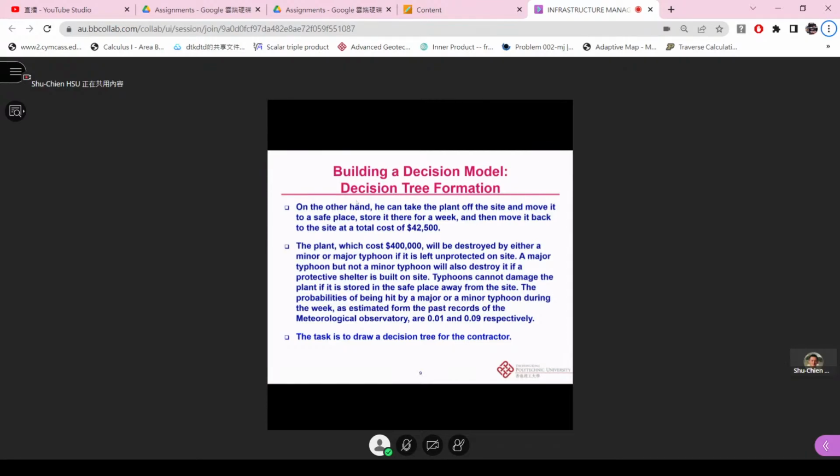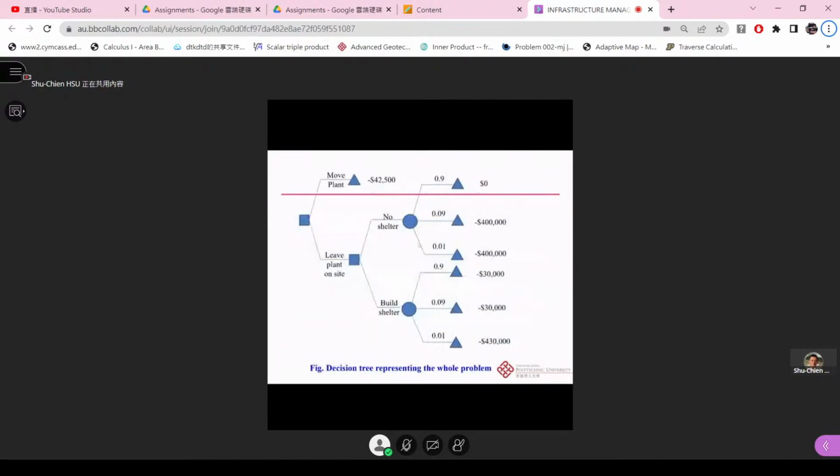So now our task is that we want to draw this kind of decision tree for the contractor, so that we can really help the contractor to make a better decision. So how can we do that? Here I already provided this kind of solution to you. The first one, like I said, we will have two levels of decision nodes. The first one is to move the plant or leave the plant on the site, right?